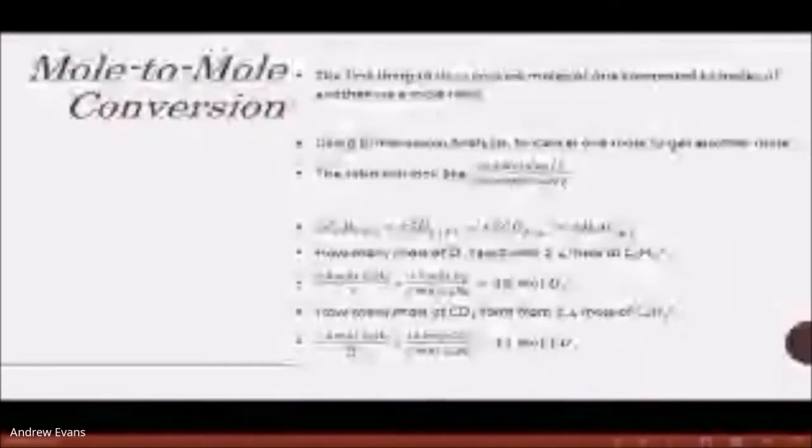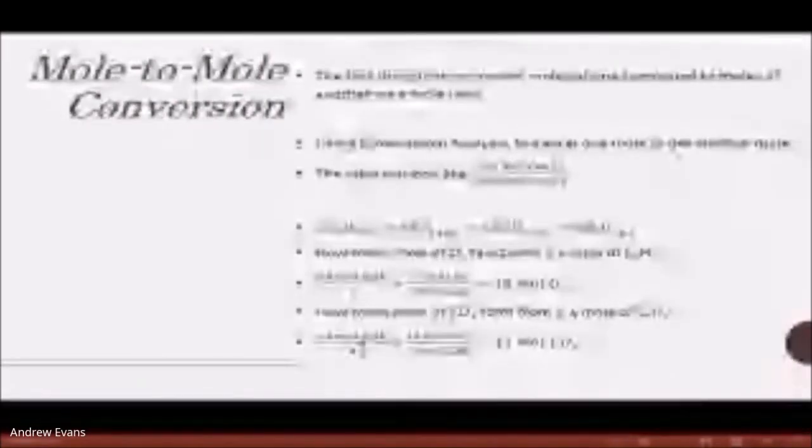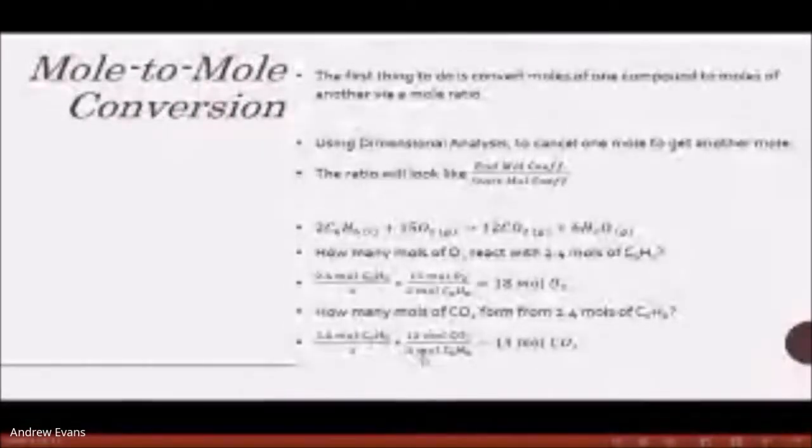For every 2.4 moles of benzene, you get a 2 to 12 ratio. Now you're going to see me as I work on the doc cam. I'm going to try to show the entire units. The units are what help guide me here.